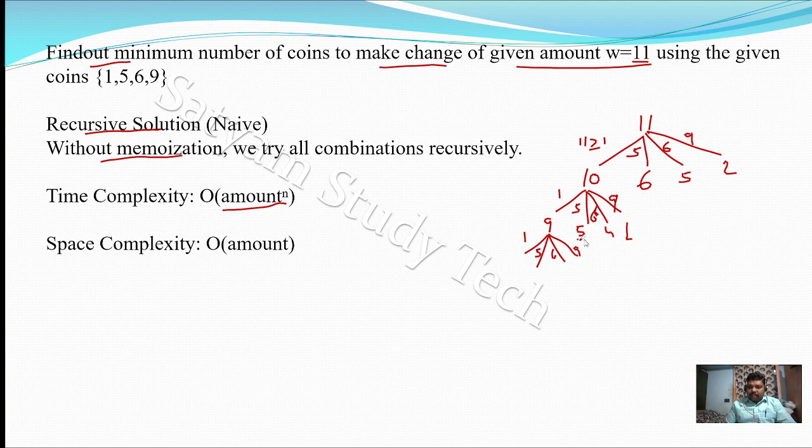Here there is 5, 10 minus 5 is 5. Here also 5 is there, like that. Here also, for example, 9 minus 5 is 4, and here 4 is also there. So you can solve the same sub problem more than one time. So without using memoization, that's why the time complexity is increased.